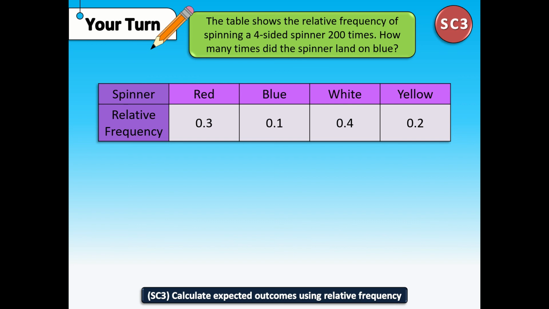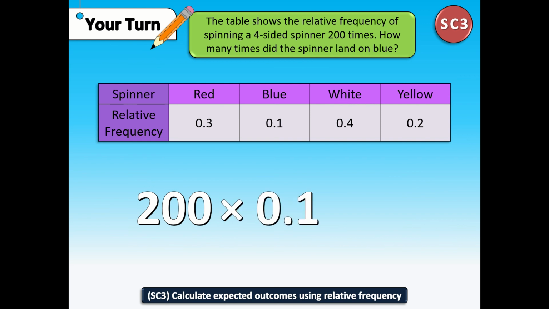So we're being asked, how many times did the spinner land on blue? Well, the spinner was spun 200 times, and the relative frequency for blue was 0.1. So we times that by 0.1. So the answer is 20. The spinner landed on blue 20 times.